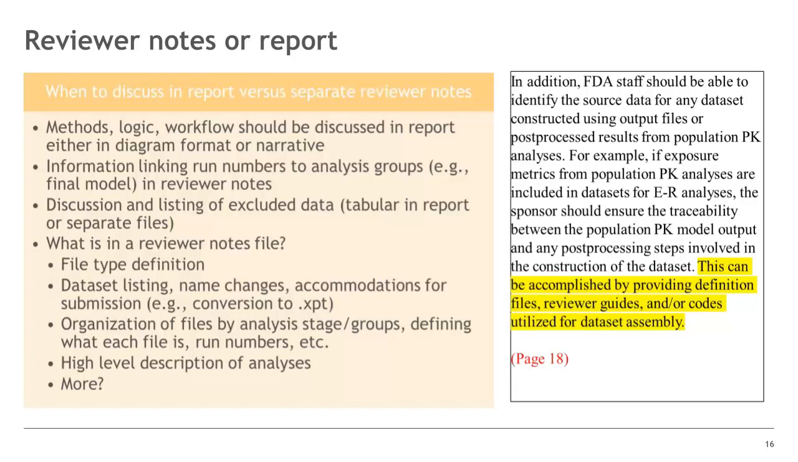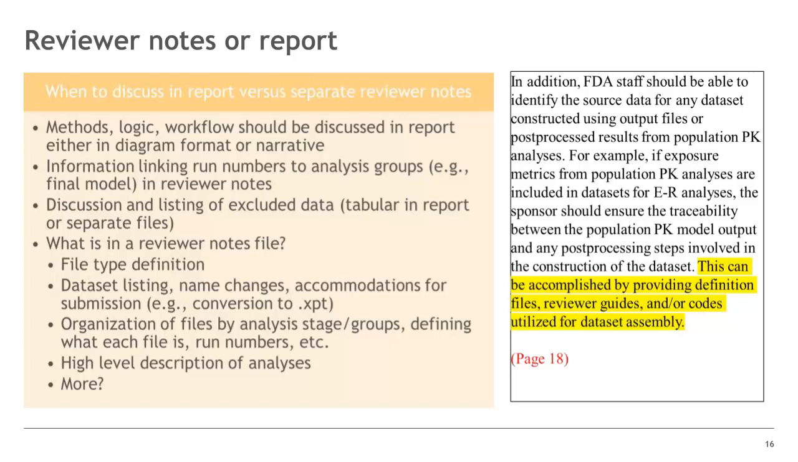So I think there should be some sort of tabular representation of here's the original name, here's how it got changed in the submission. And oh, by the way, this is what this file is. Organization of the file lists by analysis stage or grouping, defining what each file is, the run number, et cetera. And then a high-level description potentially of analysis.